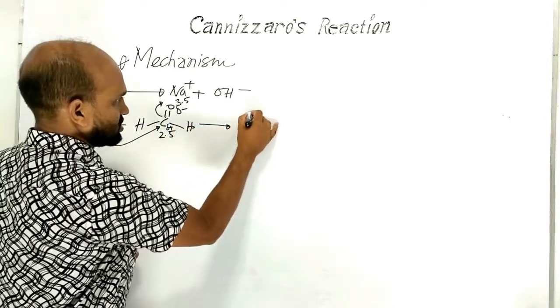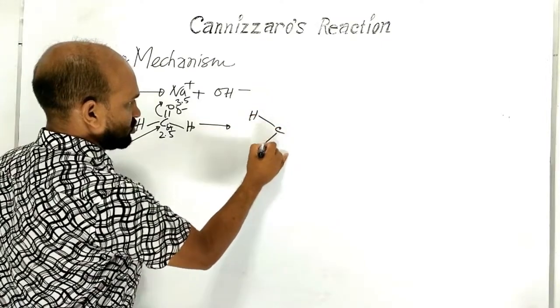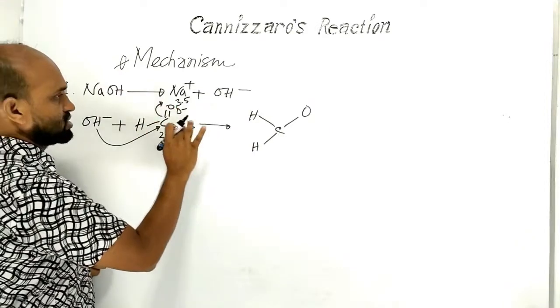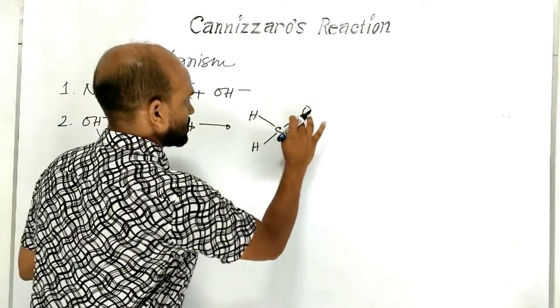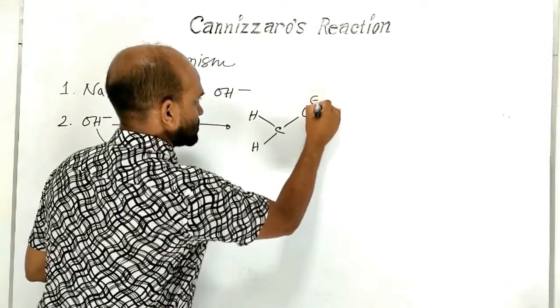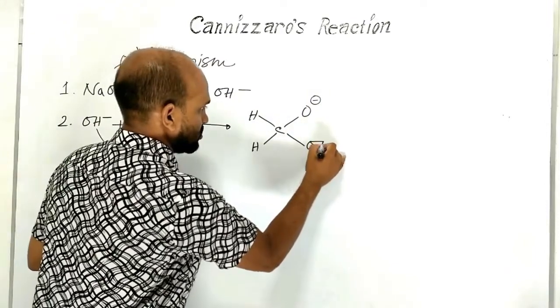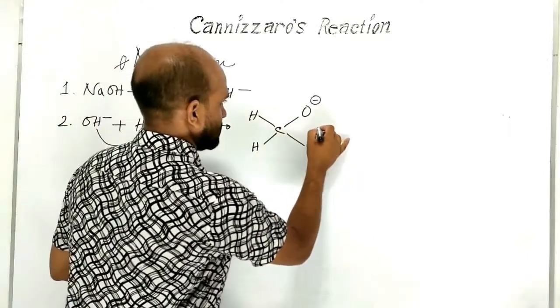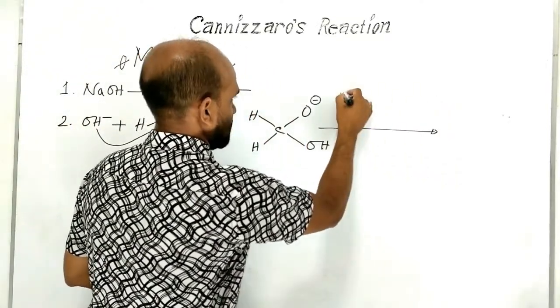Then we get hydrogen, carbon, hydrogen. This carbon-oxygen double bond turns into a carbon-oxygen single bond with this charge. Here OH. Now this ion reacts with another aldehyde.